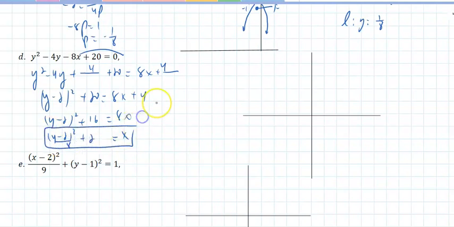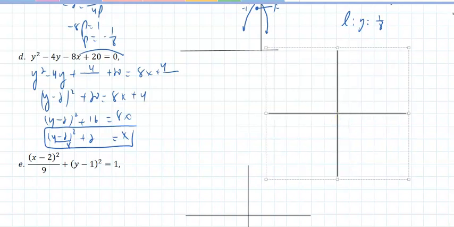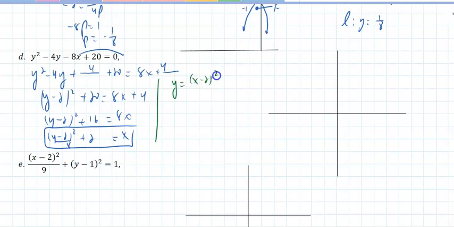Now again, if you're used to this graph, very good. Go ahead and jump straight at it. Tell me what the vertex is, sketch a graph, and proceed. If not, it's worth doing this extra work and saying, let's say y equals (x minus 2) squared over 8 plus 2. I know this parabola is shifted 2 units to the right, 2 units up, and it opens up. I know the vertex is at (2, 2).